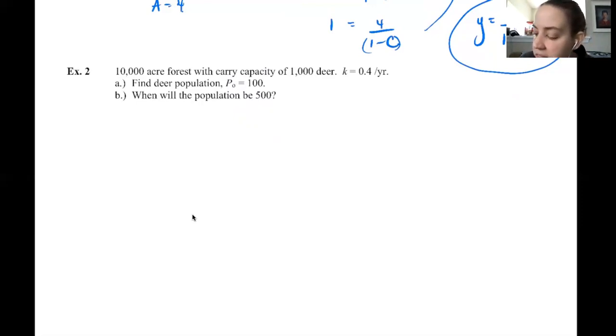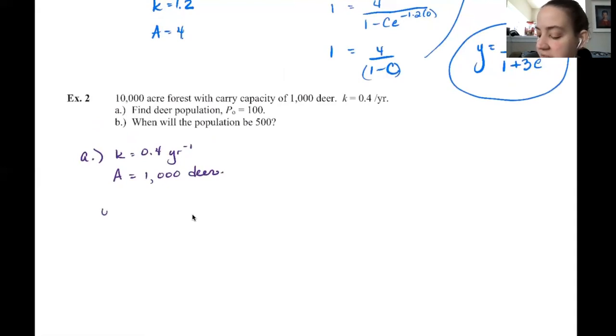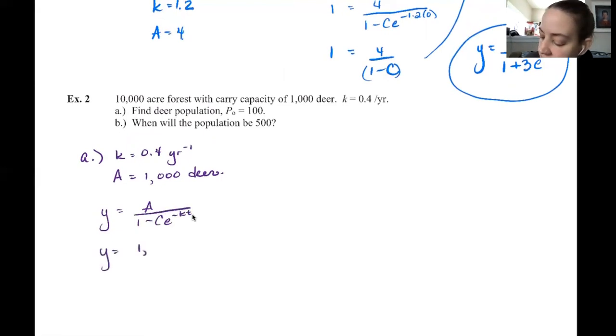So for letter A, we know that k is 0.4 inverse years. Your carrying capacity is also given, which is 1,000 deer. So we don't need the differential equation in this one. We can use that final version, that solved piece. So y is equal to a over 1 minus c e to the negative kt. So 1,000 deer over 1 minus c e, k is 0.4, so negative 0.4 t.